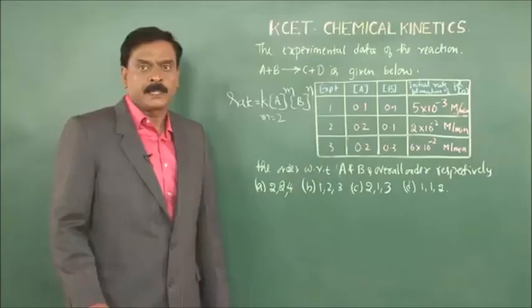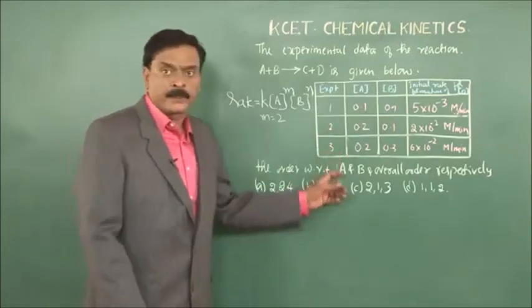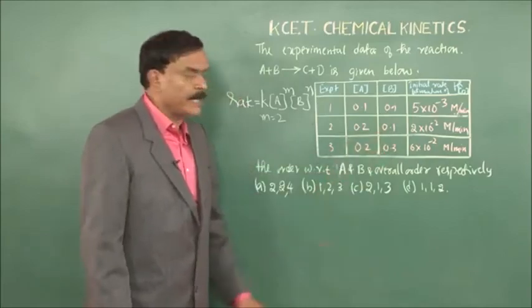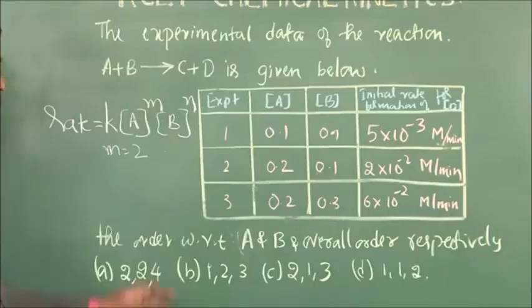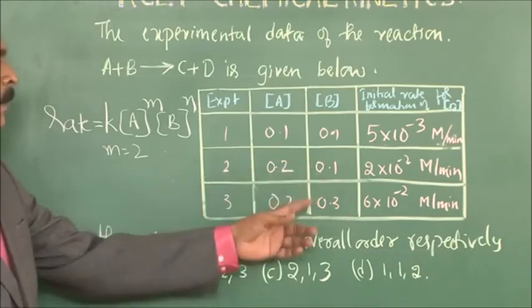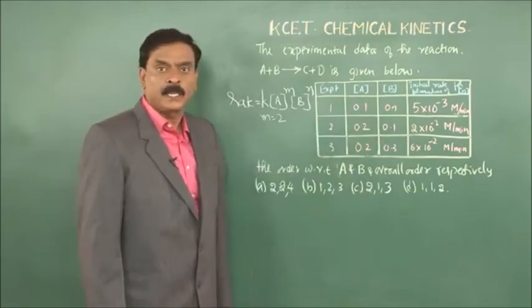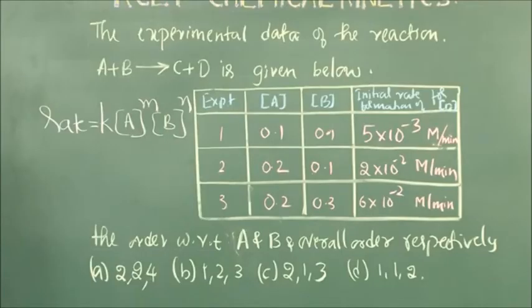Now coming to the order of the reaction with respect to B, what we find is that in experiment 2 and 3, the concentration of A is kept as 0.2. The concentration of B is increased from 0.1 to 0.3. That means it has been tripled. And when the concentration of B is tripled, the rate of the reaction also gets tripled, which implies that the order of the reaction with respect to B is 1.